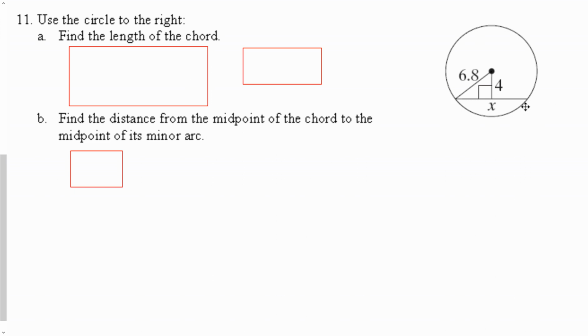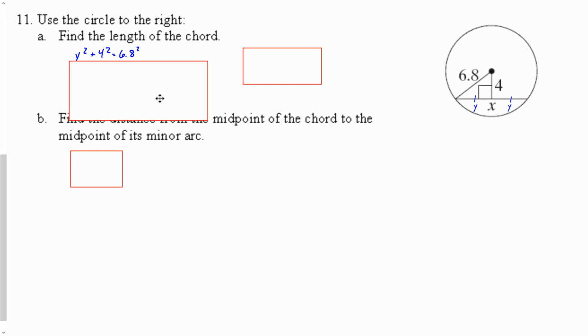If we want to find the length of this chord, what we first need to realize is that since we have part of a diameter from the center of the circle that is perpendicular to our chord, that chord is being bisected. So I've called half of that chord y.